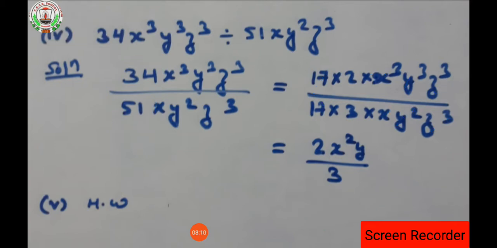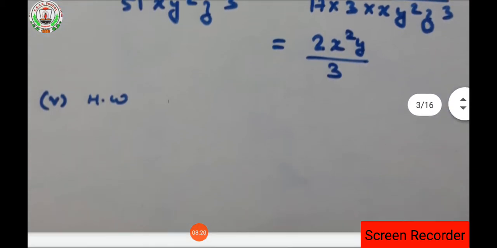Clear, everyone? Now what is question number 5 we are having? In question number 5 also you have to utilize any one of the methods and solve it. So question number 5 is your homework.